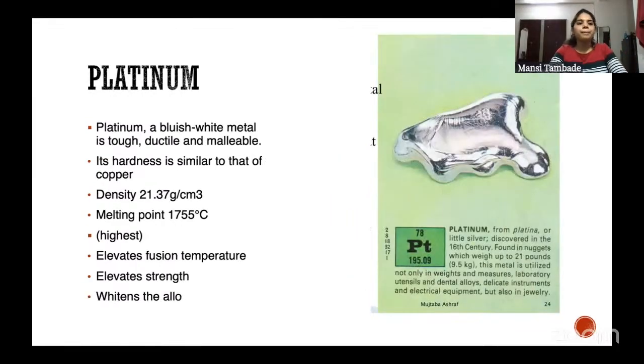Then platinum, it is a bluish white metal, is tough, ductile and malleable. Its hardness is similar to that of copper. Density is 21.37 gram per centimeter cube. The melting point is 1755 degrees Celsius. It elevates fusion temperature, elevates strength, and whitens the alloy.